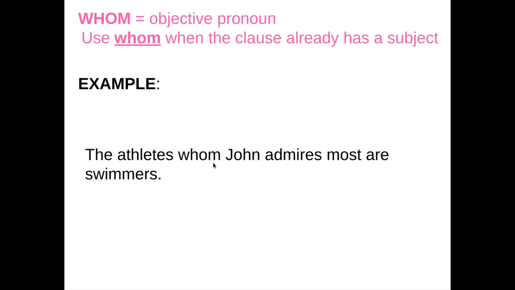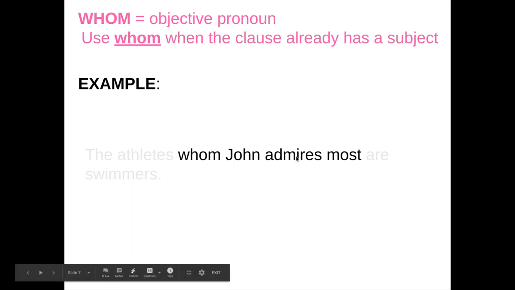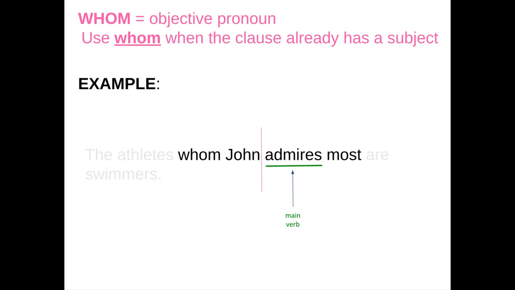Let's look at another one. The athletes whom John admires most are swimmers. Again, just look at the adjective clause, which is whom John admires most. Okay, what's the main verb? What's John doing? Oh, admires. That's the main verb. Is there already a subject there? Who's doing the admiring? Oh, John. When there's already a subject there, use whom.